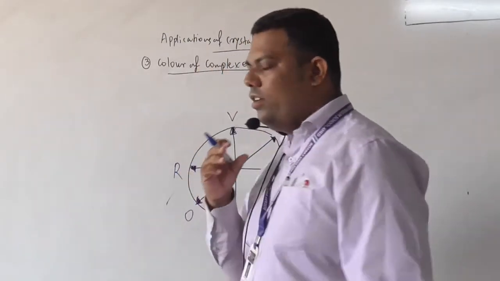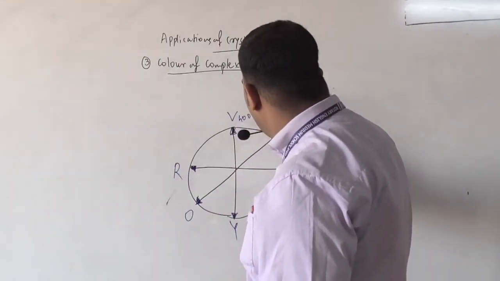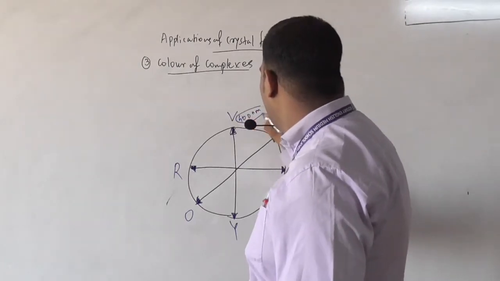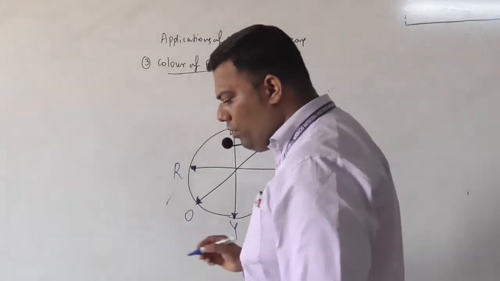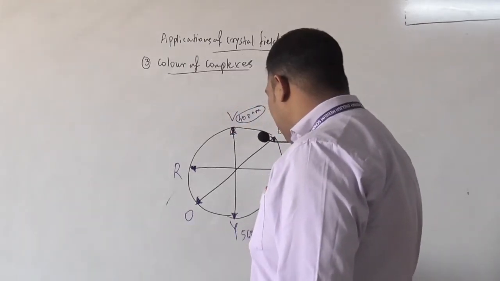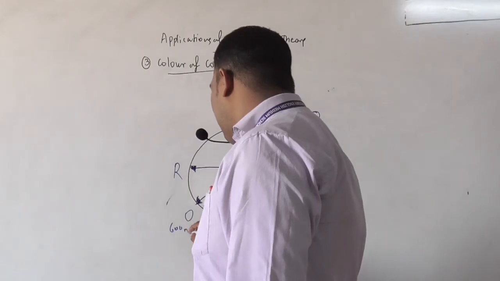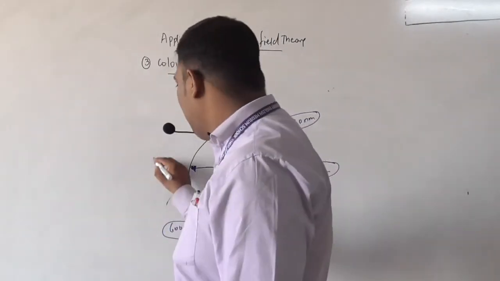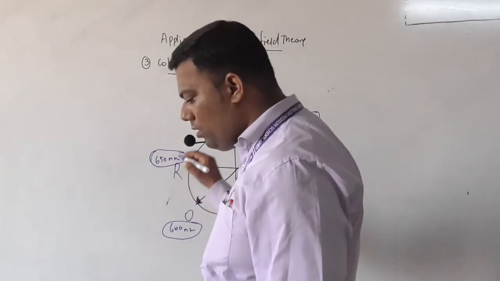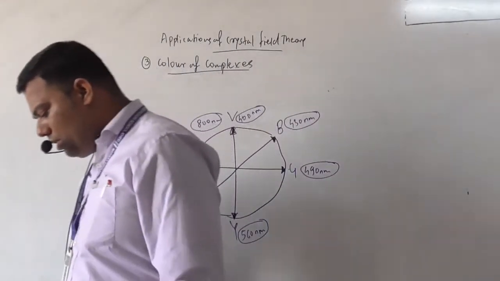Now see, whatever wavelength in nanometer. Here 400 nanometer, 430 nanometer, 490 nanometer, 560, 600 nanometer, about 650 nanometer, and here 800 nanometer. These are the ranges.